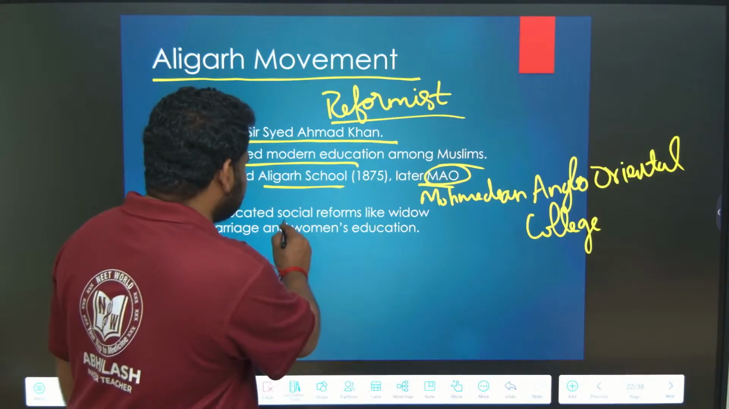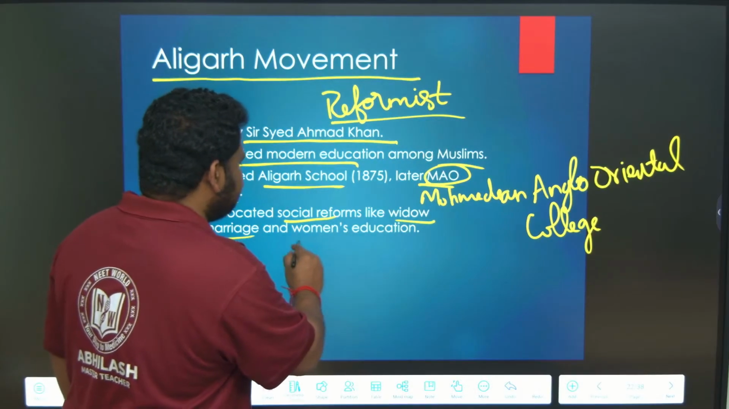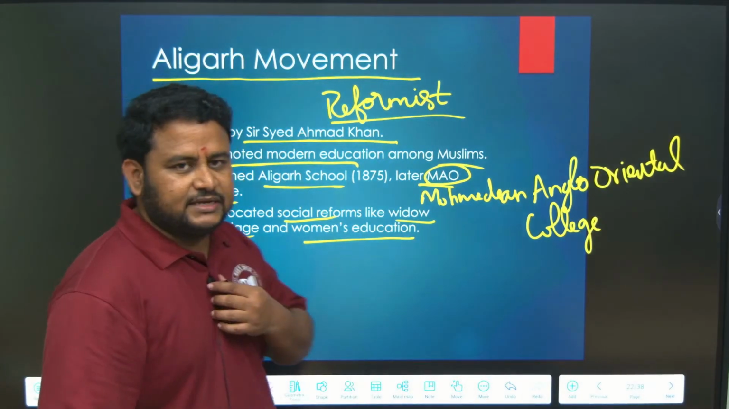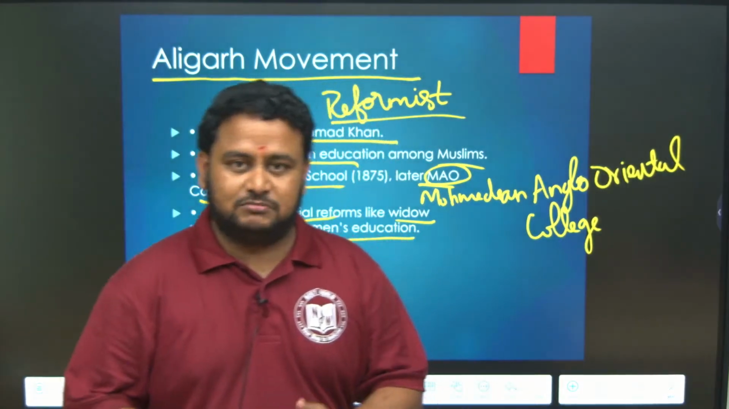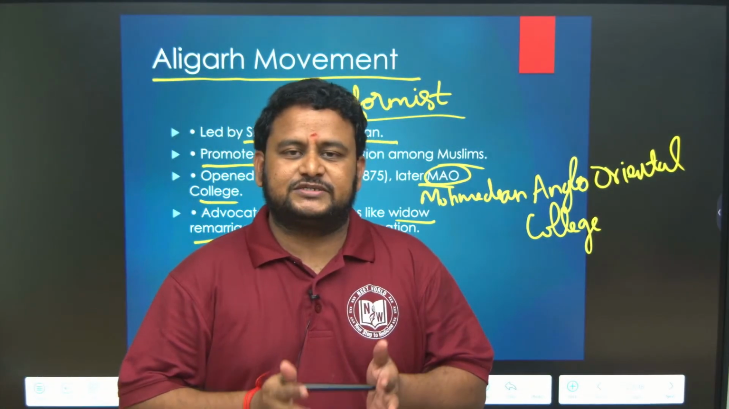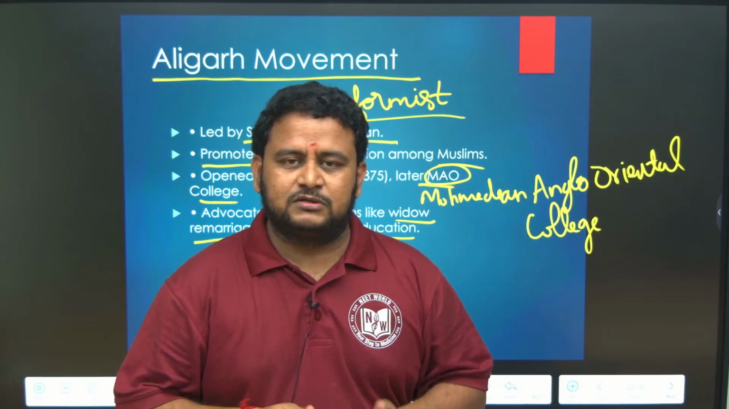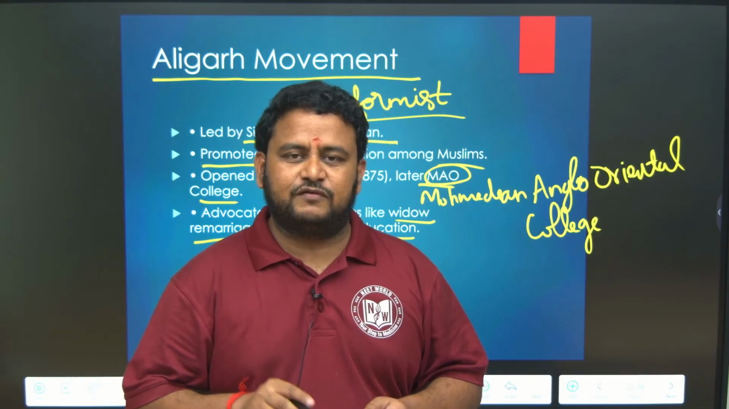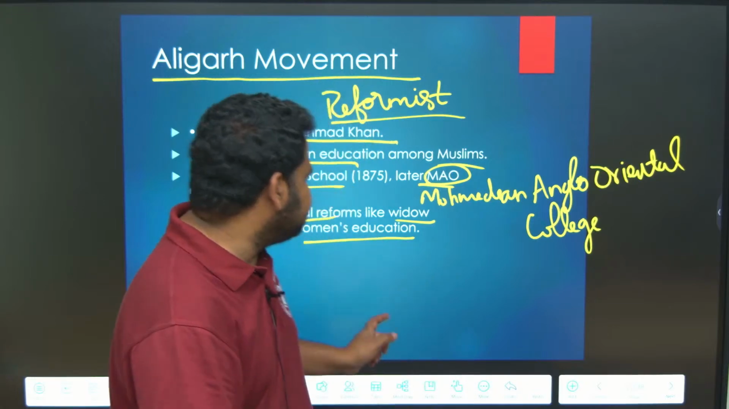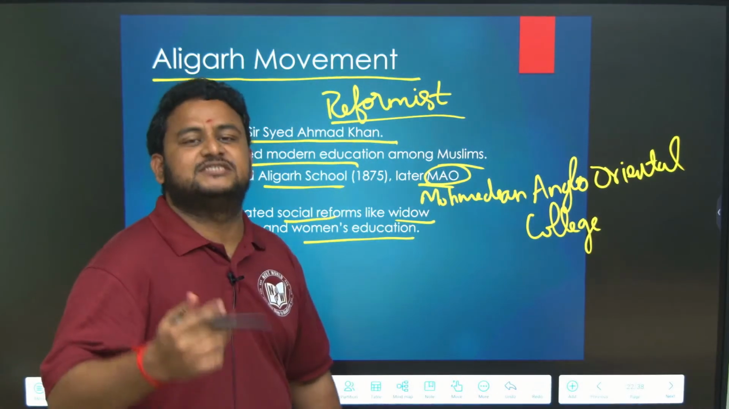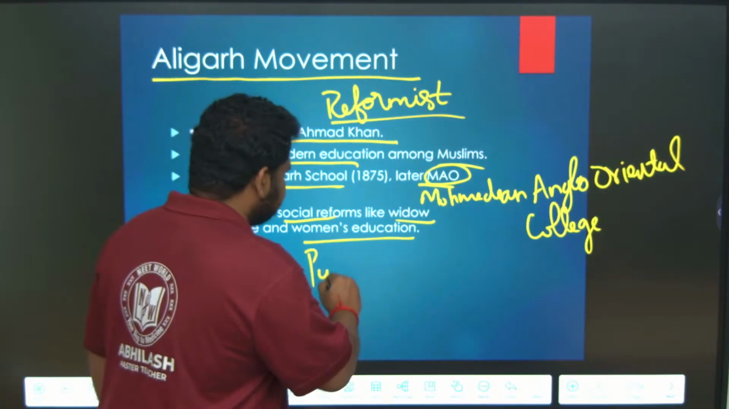Next, he advocated social reforms like widow remarriage and women's education, within the Muslims. You already know how closed the society is when it comes to women among Islam. So among them also he advocated for widow remarriage and women's education. He was also against the Parda system.